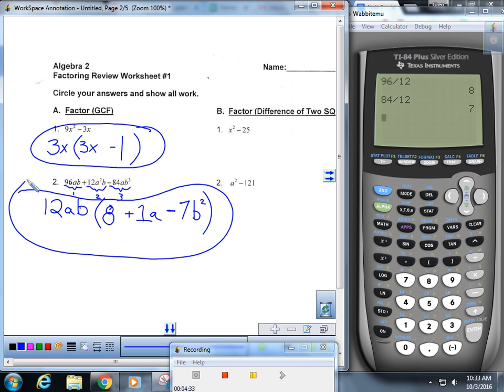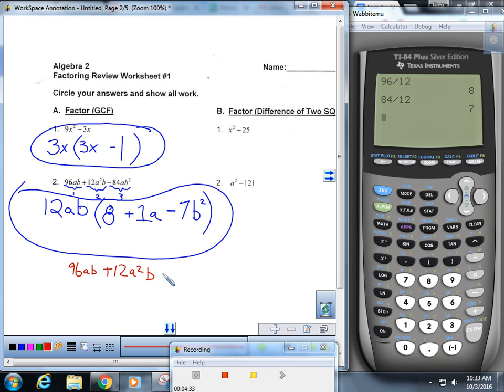And now I'll check it. Now I will actually distribute it and see if I did it right. So you get 12 times 8 is 96 AB. 12 times 1 is a positive 12. A times A is A squared. B times 1 is B.